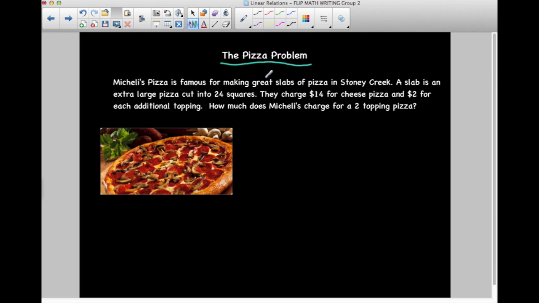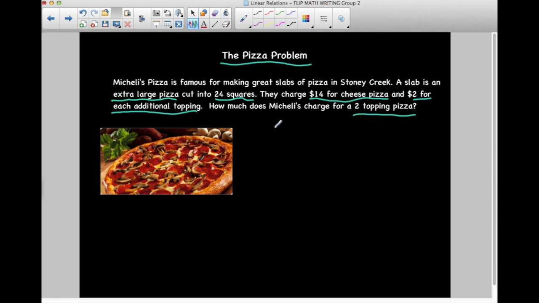Okay, so let's read this problem again and highlight some of the important information. So Michelli's Pizza is famous for making great slabs of pizza in Stony Creek. A slab is an extra large pizza cut into 24 squares. They charge $14 for a cheese pizza and $2 for each additional topping. Right? And how much does Michelli's charge for a 2-topping pizza?